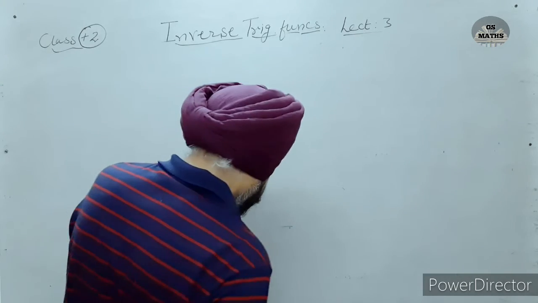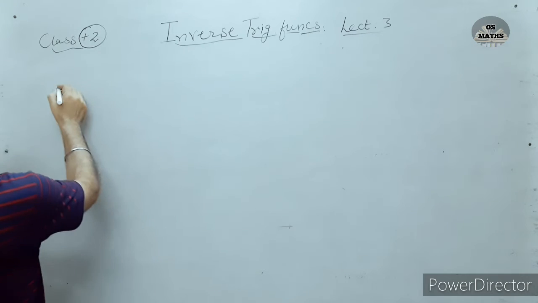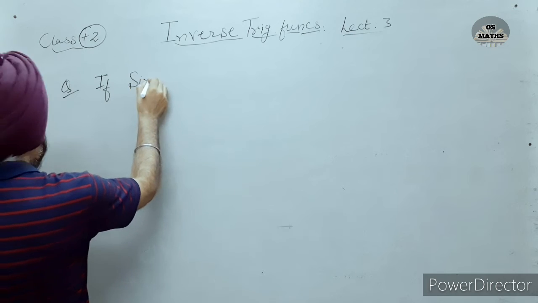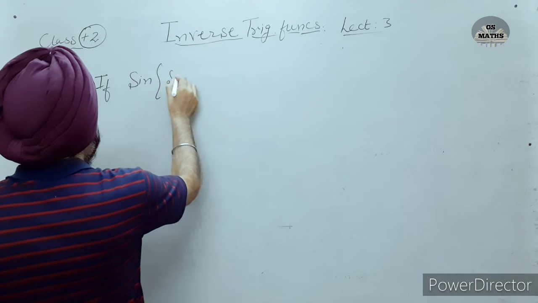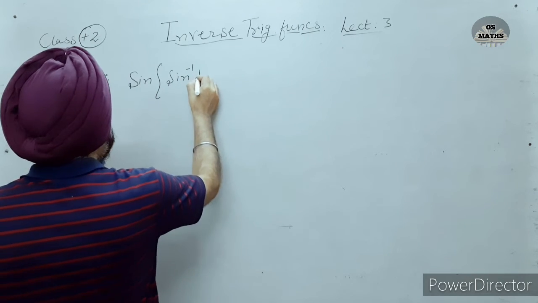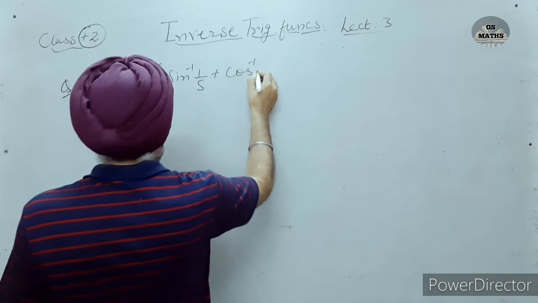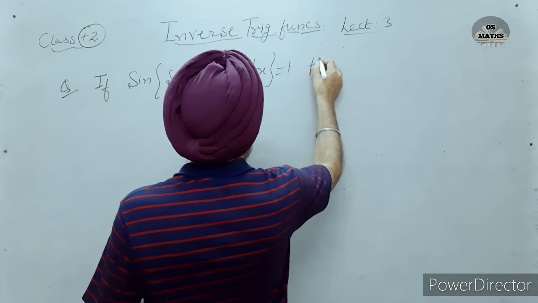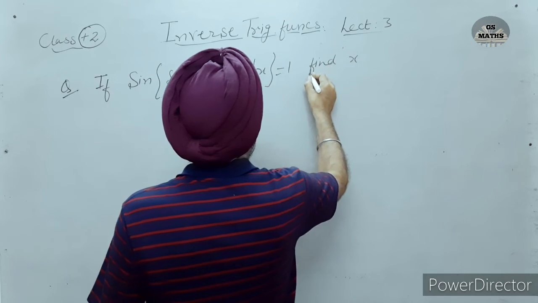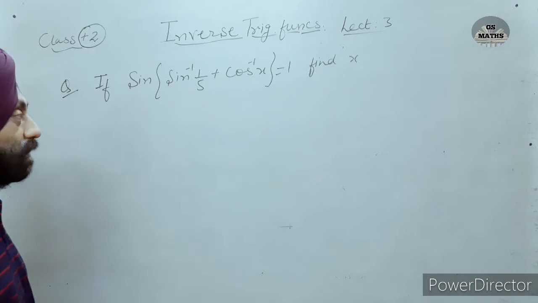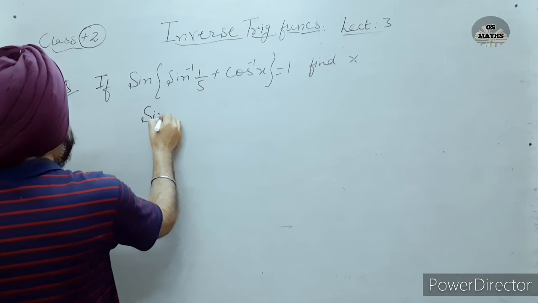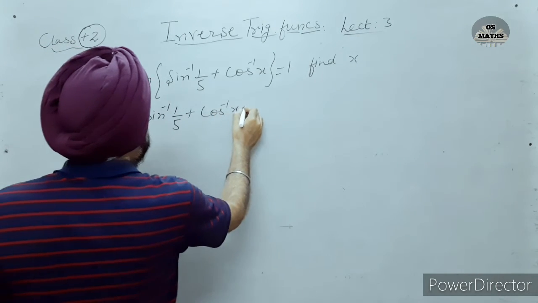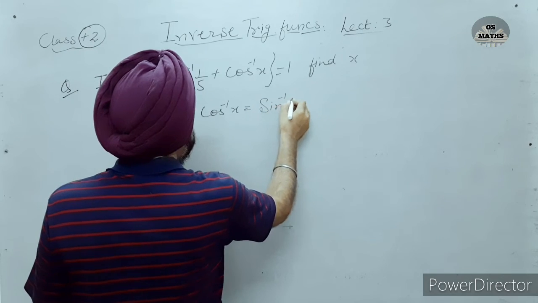Now, next question is this. If sine of (sine inverse 1 by 5 plus cos inverse x) is equal to 1, find the value of x. Find the value of x. It's again a very simple sum. Just take this sine to the right hand side. Sine inverse 1 by 5 plus cos inverse x is sine inverse 1.